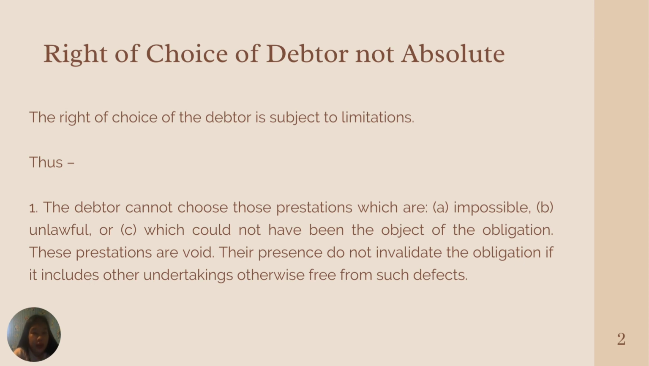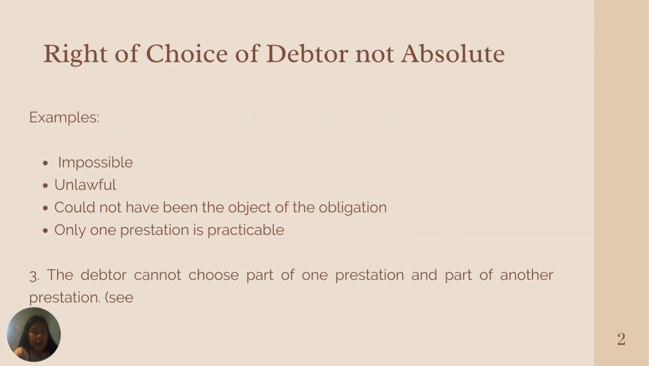So for example, in unlawful, Mara obliged himself to deliver to Clara a kilo of a dangerous drug, or a parcel of land, or a 2-carat diamond ring, or to kill C. So here, Mara can choose only the parcel of land or the 2-carat diamond ring. Why? Because to deliver a dangerous drug or to kill C is unlawful and could not have been the object of the obligation.